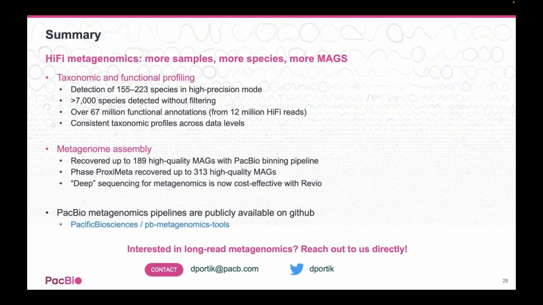So to summarize, today we talked about a few different topics which are related to characterizing the species composition of this new pooled gut microbiome sample offered by Zymo. And so with regards to taxonomic and functional profiling, I found anywhere from 155 to 223 species in high precision mode. But without any filtering, we can get, of course, crazy numbers over 7,000 species.